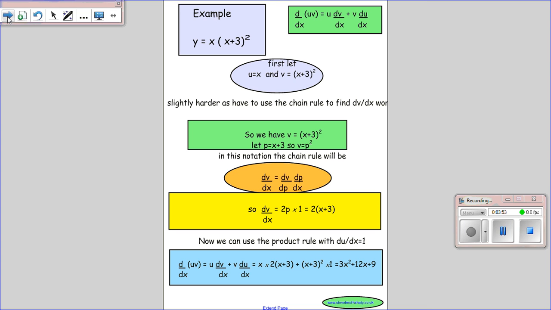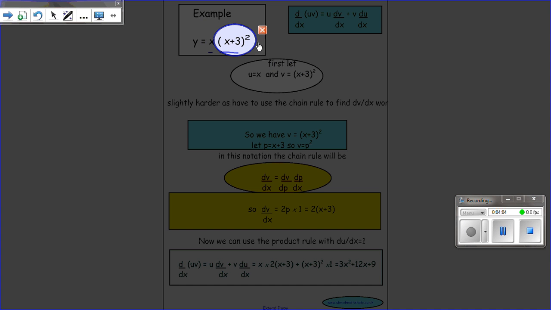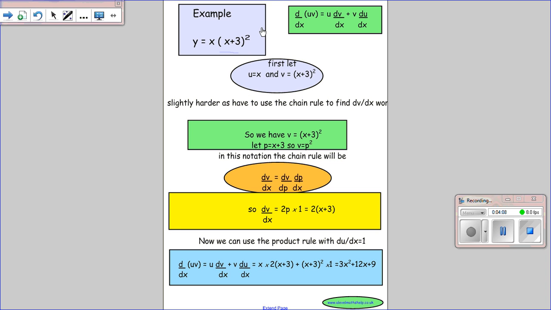Okay, so a slightly harder example. Now the reason this is harder, because we've got one function of x times another function of x, where this function of x is a function of a function, because we're squaring all of this function of x. Now, hopefully you remember how you do this. You use the chain rule, and if you don't remember the chain rule, please go back and look at my video on the chain rule.